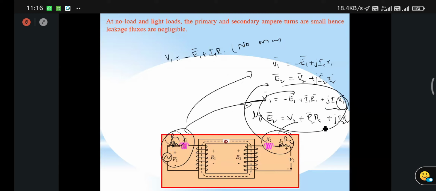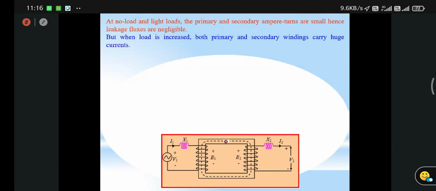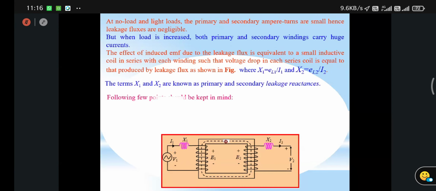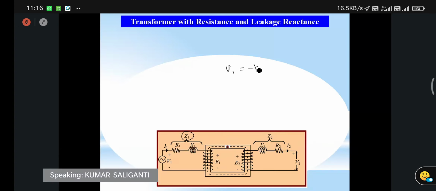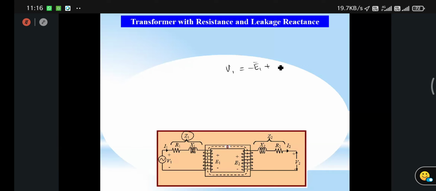Okay. Now you can observe here. So we will get all these things here. If you get this R1 and X1, then you can get Z1. So finally, what can we get about V1? That is V1 equal to minus E1 plus I1 of R1 plus jX1.